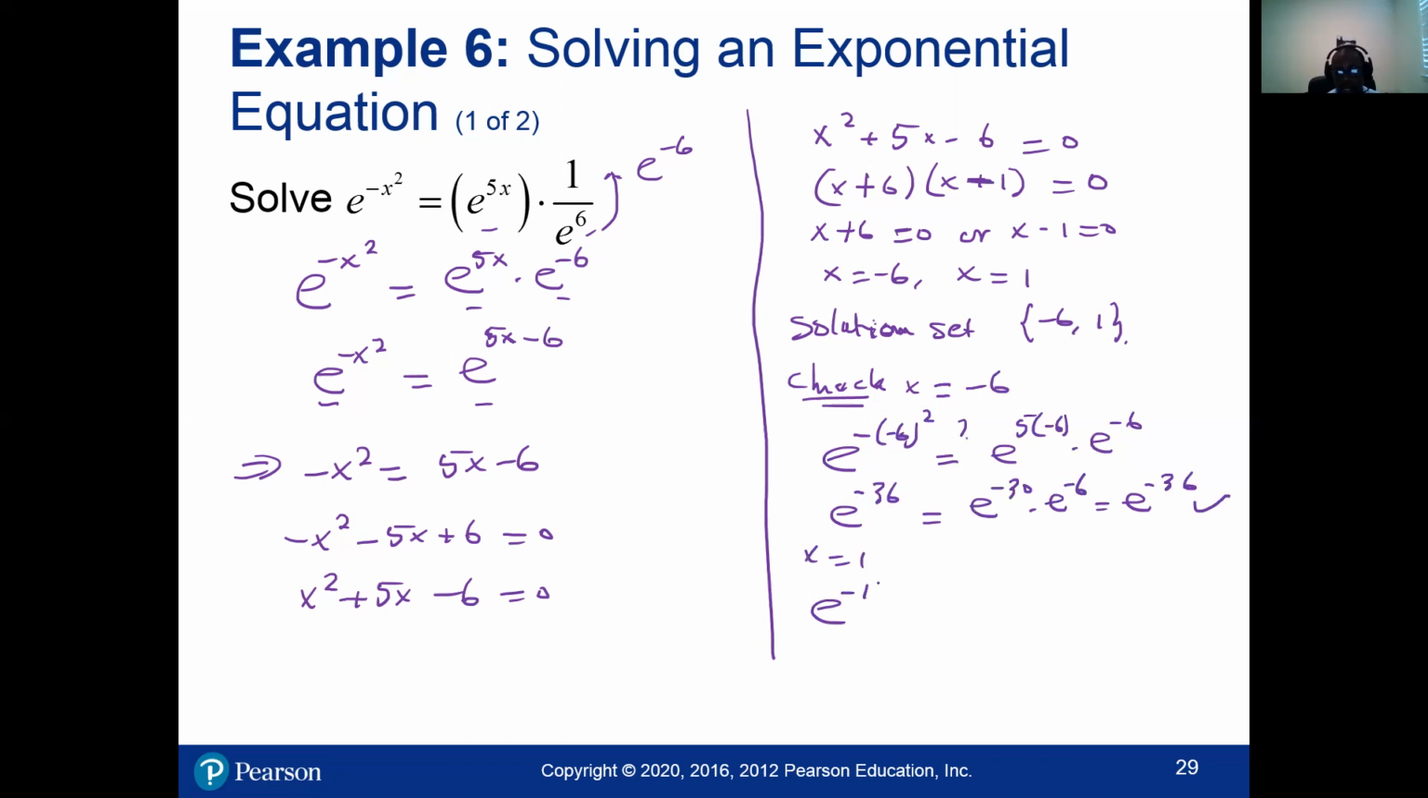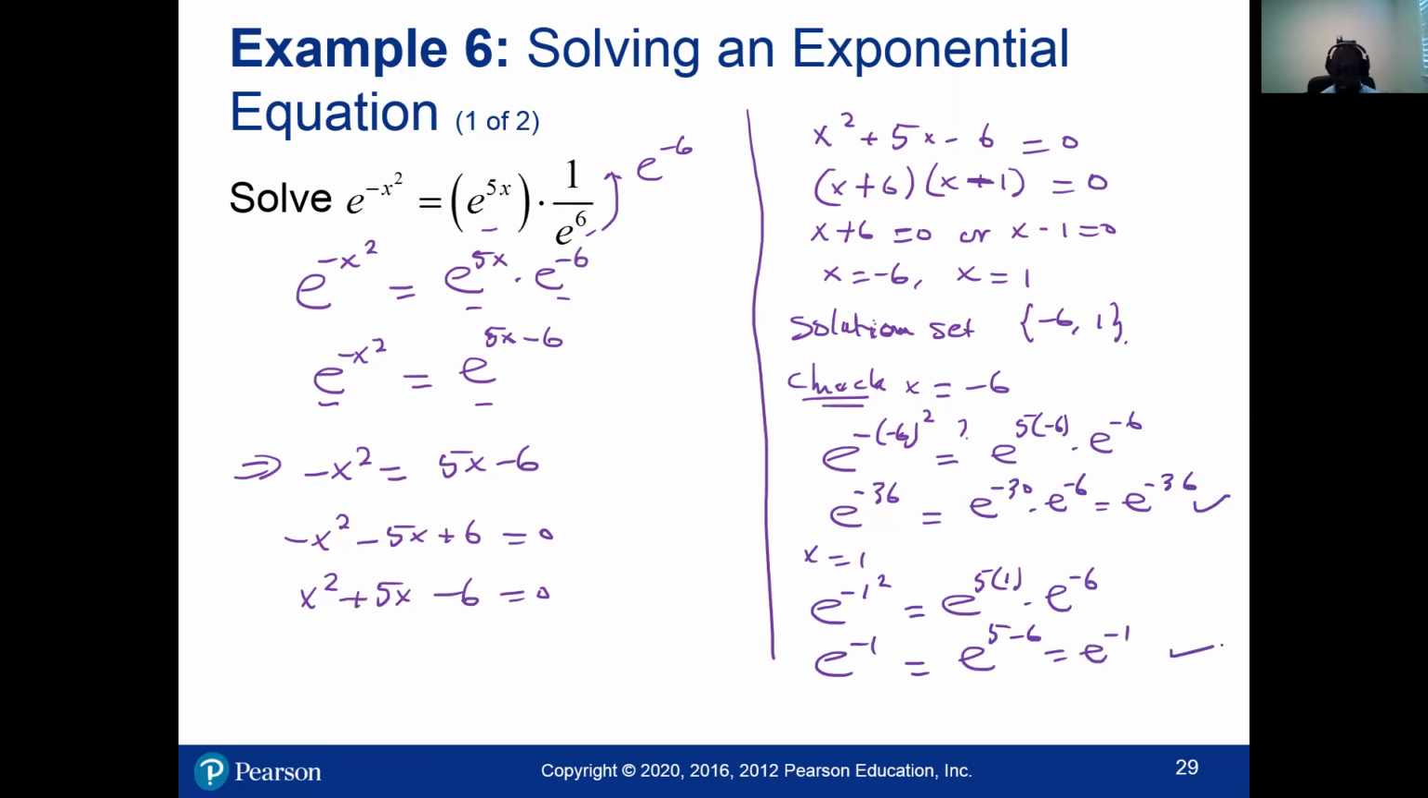And then when x is equal to 1, you have e raised to a minus 1 squared. Okay. Is it the same as e raised to what? 5 times 1, and then e raised to negative 6. So that is what? e raised to negative 1 is equal to e raised to 5 minus 6, which is what? e raised to minus 1.